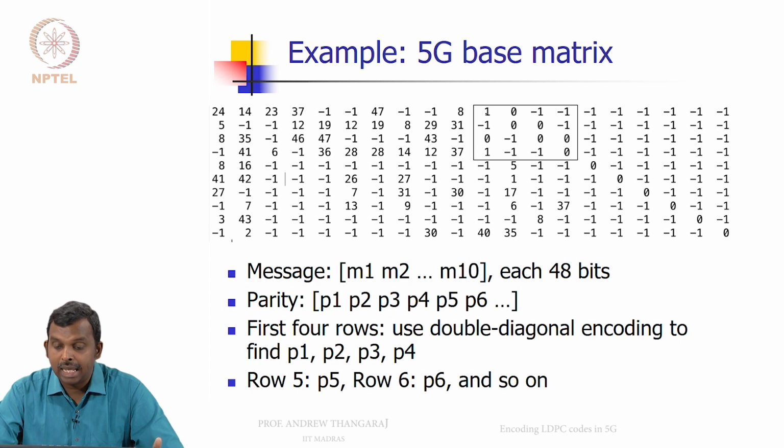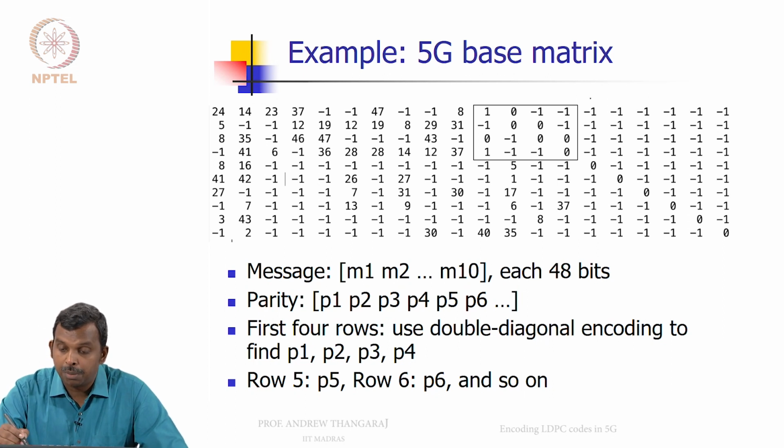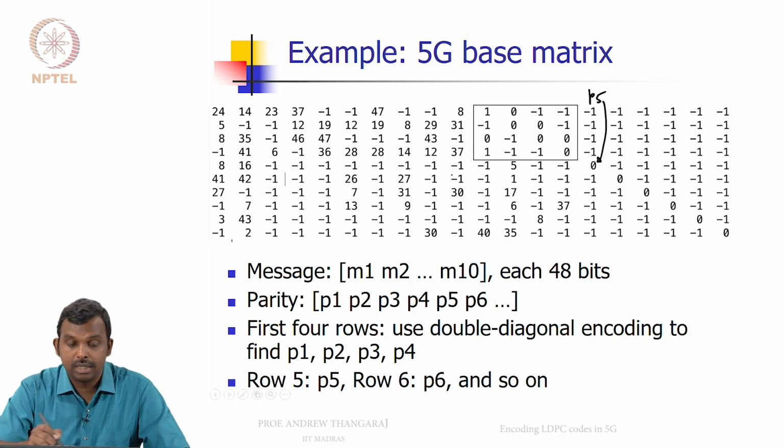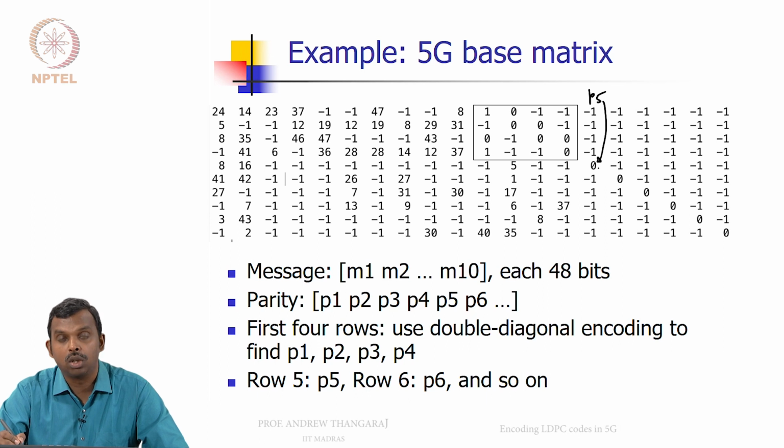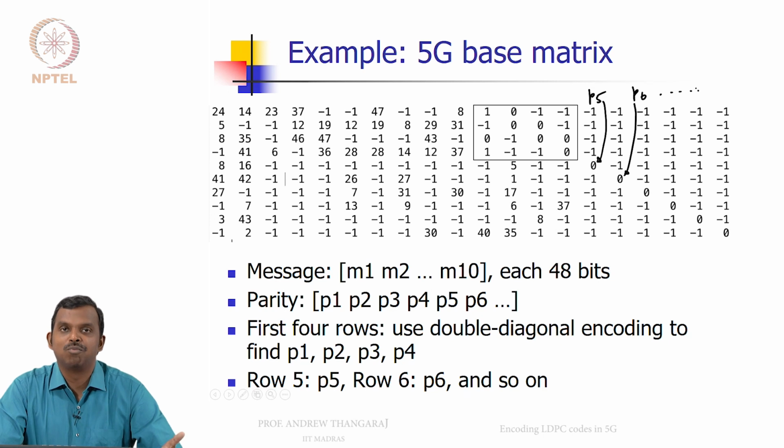And then once you know P1, P2, P3, P4, this P5 is direct from this equation. See, because if you look at this equation, P5 is the only unknown, so you can find P5. It's just diagonal, and then P6 you can find from this equation, and so on. So that's the simple encoding method. Hopefully you agree with me.